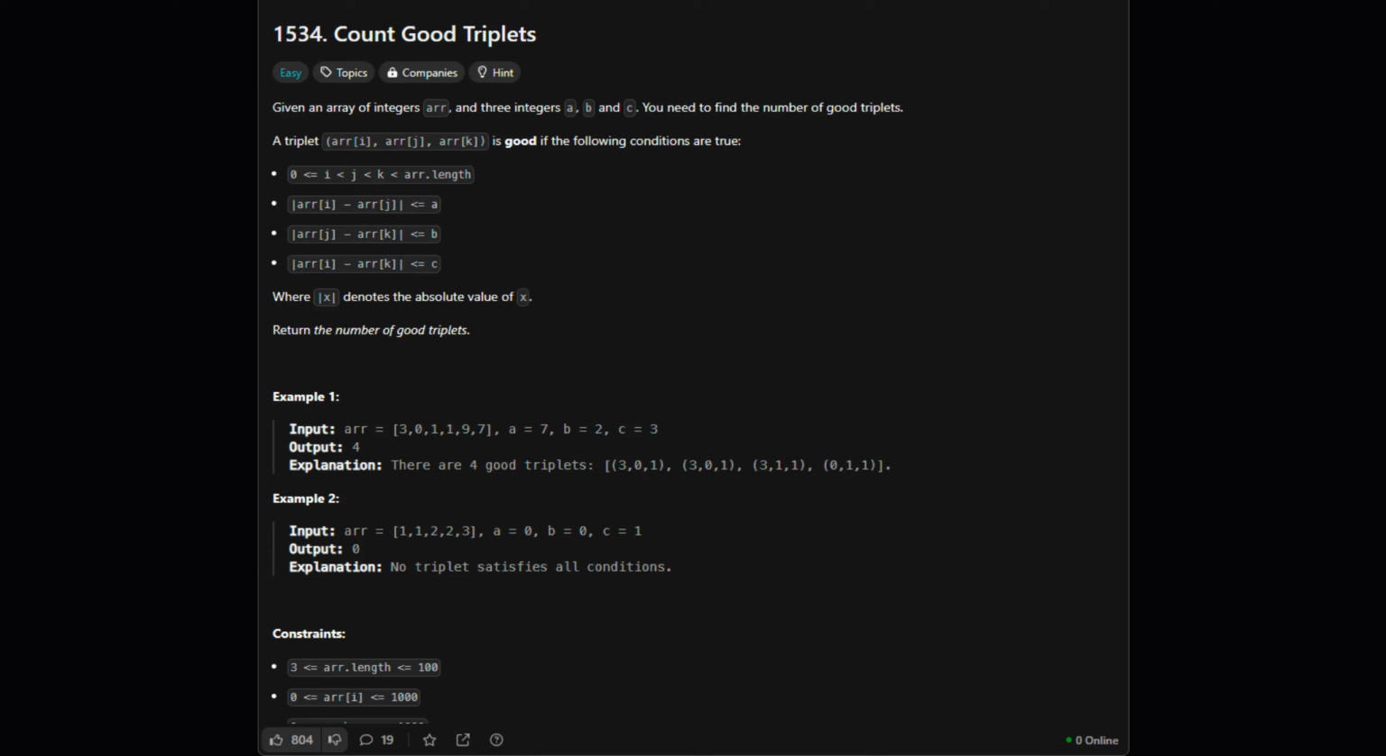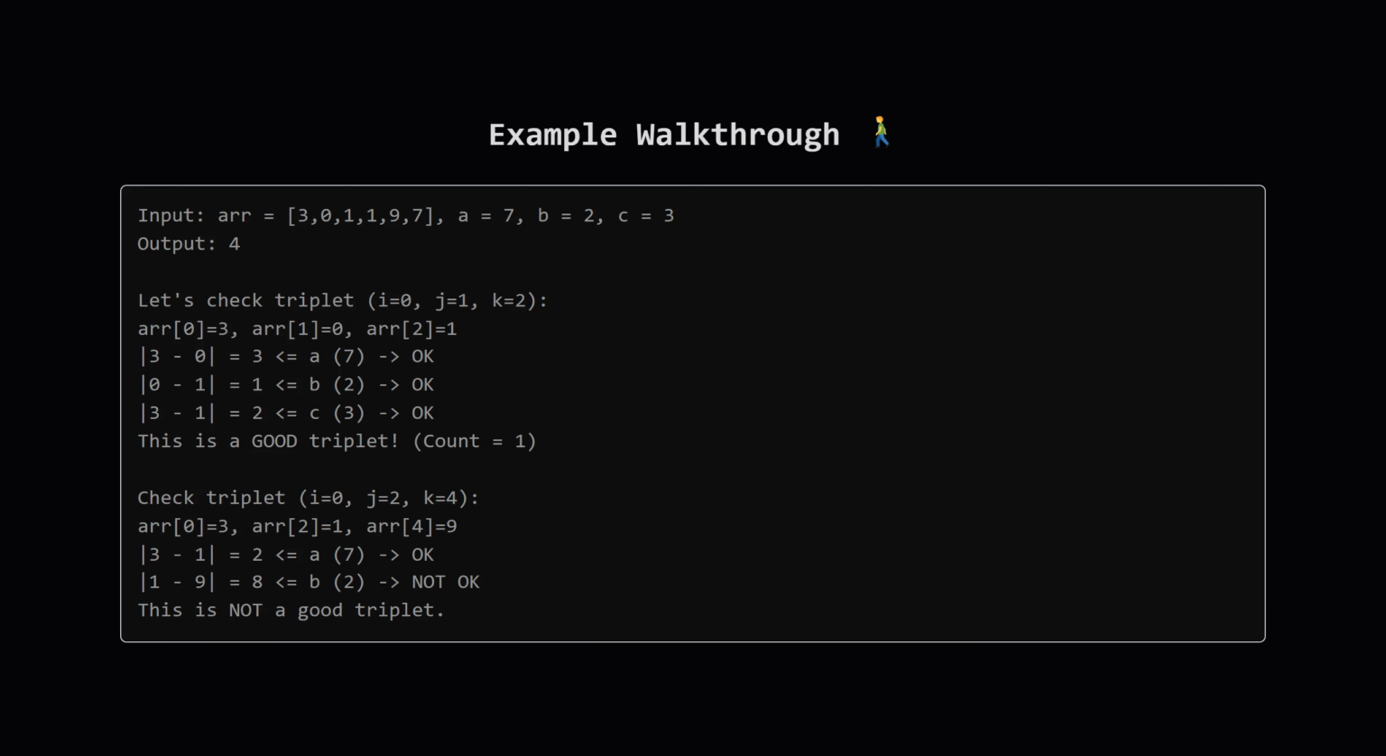Let's look at an example. Alright, let's walk through the first example. The list is 3, 0, 1, 1, 9, 7, and our difference limits are a equals 7, b equals 2, c equals 3. We need to find triplets i, j, k, where i is less than j is less than k. Let's try the very first possibility. i equals 0, j equals 1, k equals 2. The numbers are 3, 0, and 1.